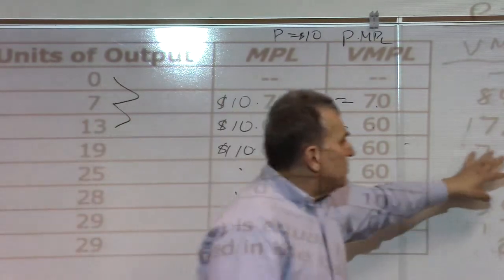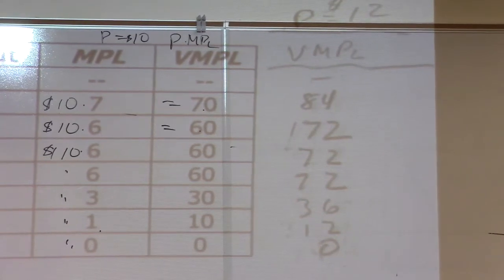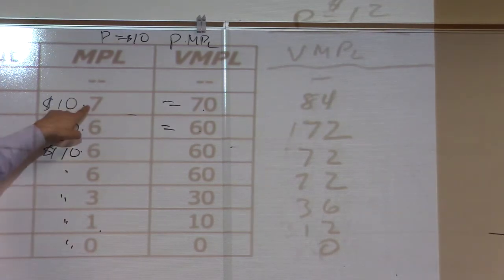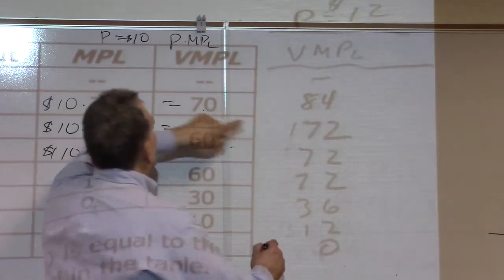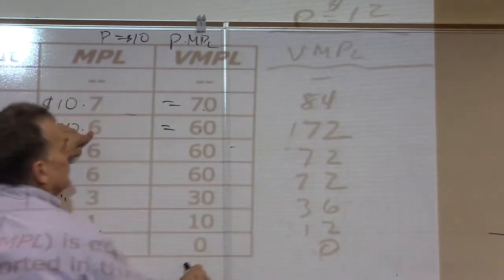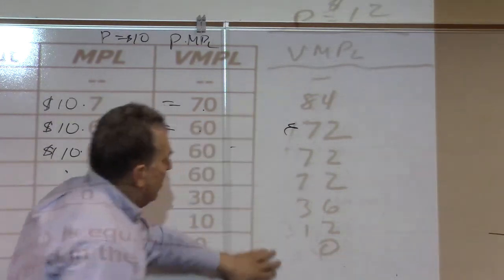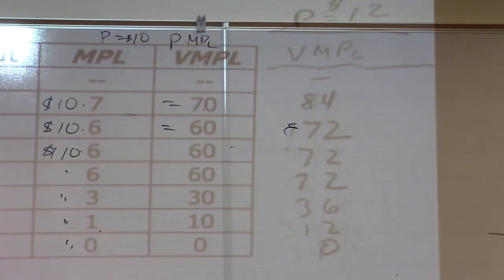Now what I've done here in this other column is calculated the next part of the question, which says what happens when the price of the product rises from $10 to $12? Well, now each one of these is multiplied by 12. So 12 times this is 84. 12 times 6 is 72. Now, this is not a 1. And so this is now the new demand for labor curve.